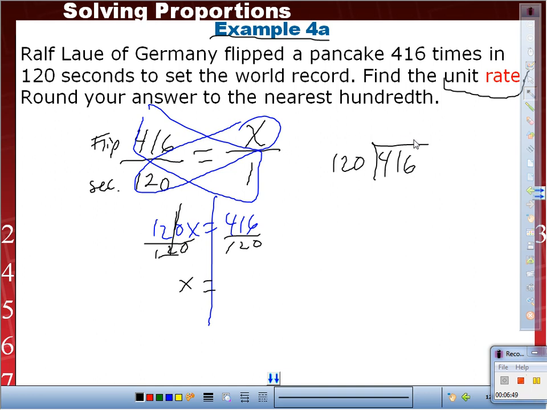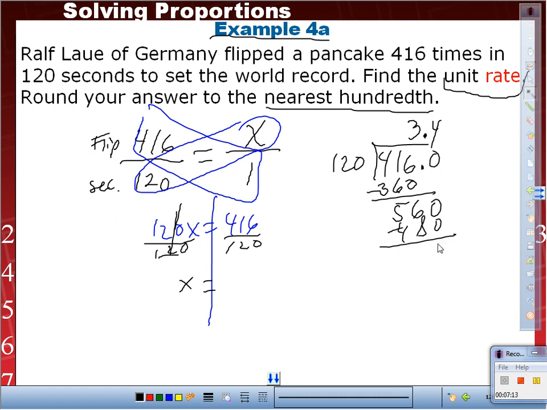How many times does it fit in there? 3. That's 360. Subtract, that's 56. Add a decimal and a 0. Because it says here round to the nearest what? Hundredth. Okay. Bring down the 0. Fits in there how many times? 4. That's 480. Subtract, that's 80. Add another 0. 120 fits into 800 6 times, okay. 6 times 12 is 72.